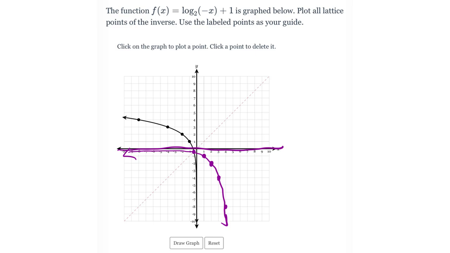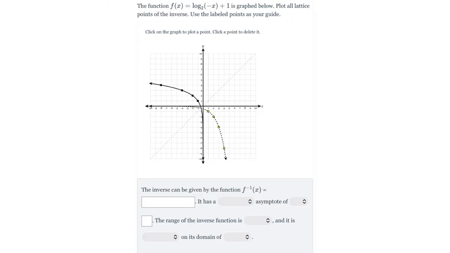Now on the next slide, we have to state some information about this new function. So here's the new function that we graphed. Now we have the original function here. We need to find the inverse function, the new one that we graphed. So to do that, we're going to switch the x and the y in the original. So instead of y equals log 2 negative x plus 1, it's going to be x equals log 2 negative y plus 1.